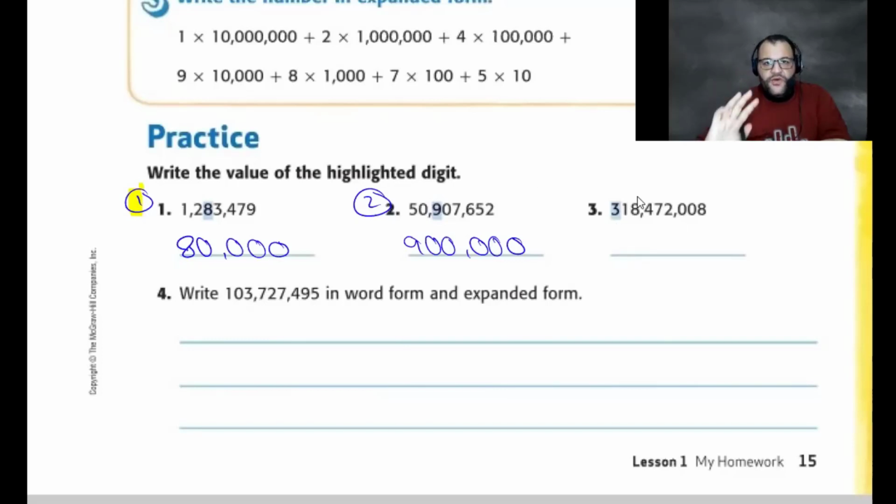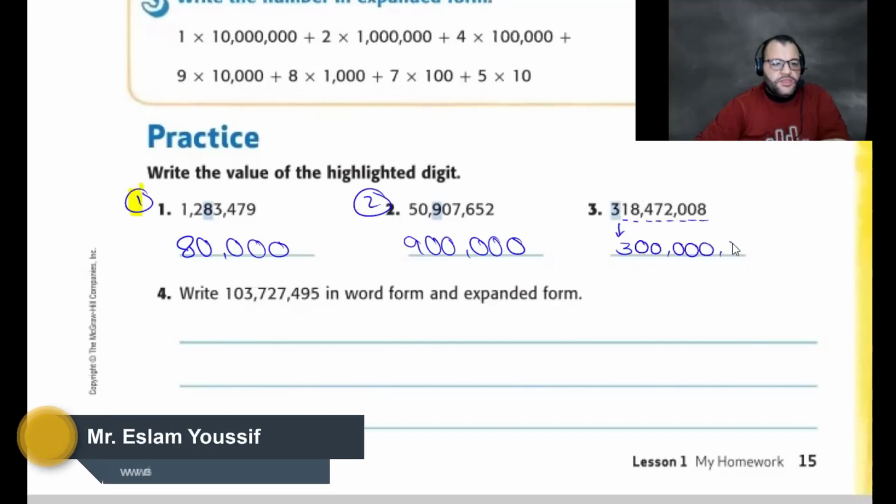We have 2 ways to find the value. To find the value, number 1, we just write the digit that we need to find its value without any change. How many digits are on the right? 1, 2, 3, 4, 5, 6, 7, 8. So we just replace the 8 digits that we have with 0. So it will be 1, 2, 3, 4, 5, 6, 7, and 8. So how can we read this number, or the other way?